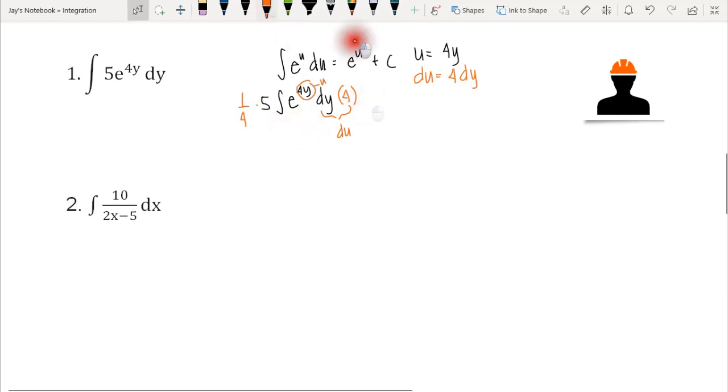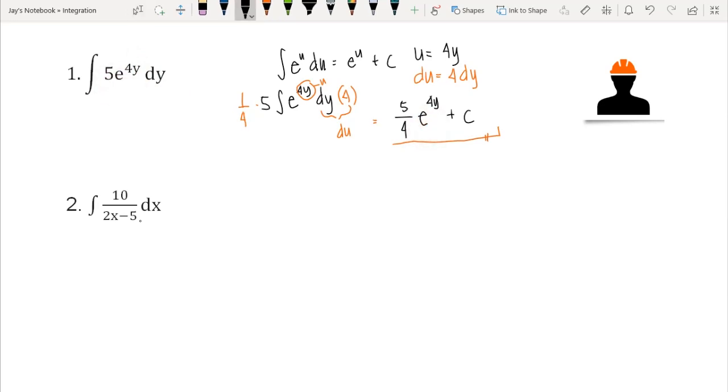So we can now finally use this form, and that would give us, since we have 1/4 outside of the equation, and also 5, that can be written as 5 over 4, correct? Then we have e raised to u, that is e. Now our u in this case is 4y. Then we write 4y as the exponent plus c. So this is now the final answer for the integration of 5e raised to 4y dy. If you integrate this one, that would give us this value here.